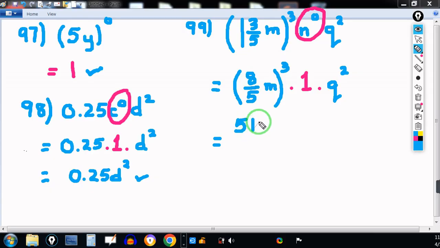5 to the power of 3. What is it? Very easy. 5 times 5, 25. 25 times 5 is 125. Ooh, this 512. That's 125.